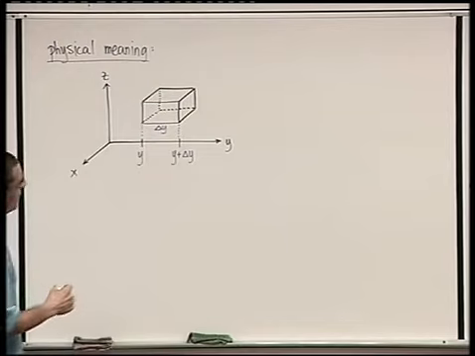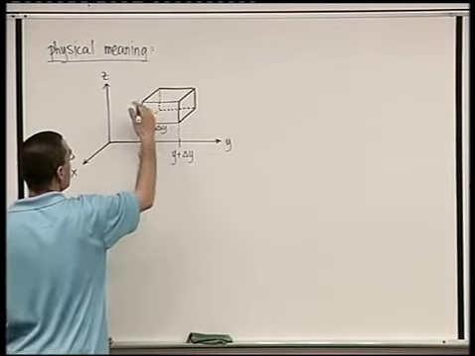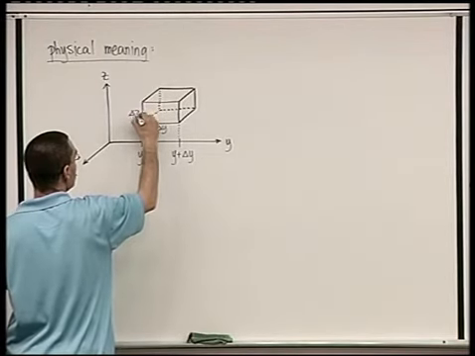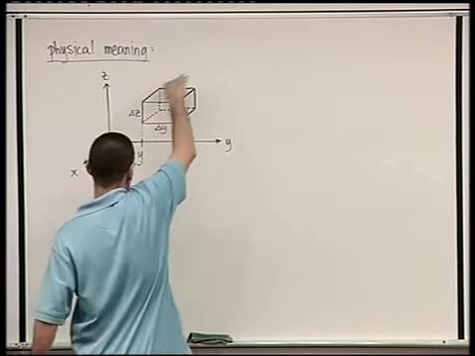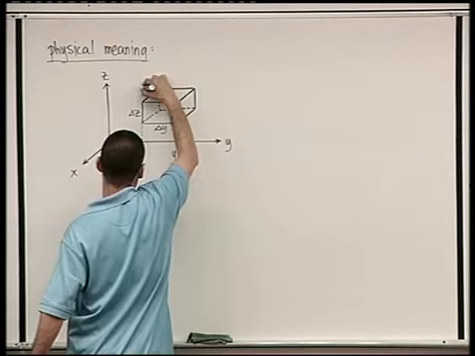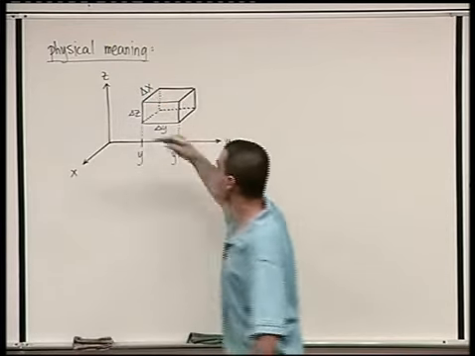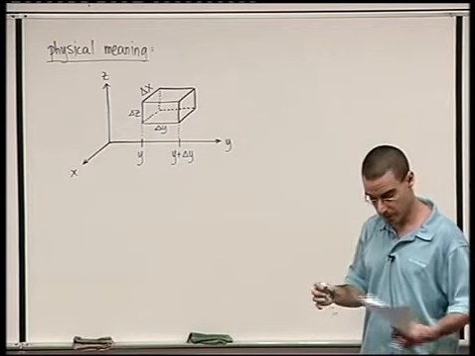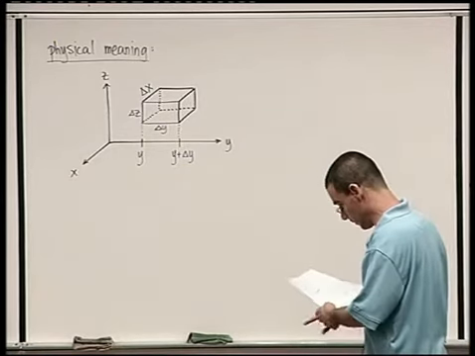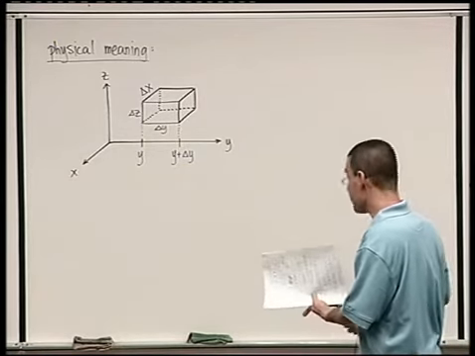And likewise in the x and in the z. So the length of this thing is going to be delta z. It's going to be sitting between z and z plus delta z. And the length of this thing is going to be delta x, sitting between x and x plus delta x. Is that clear? Okay.